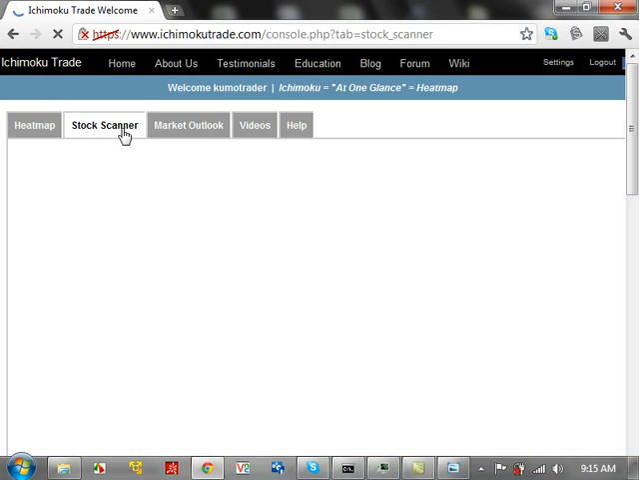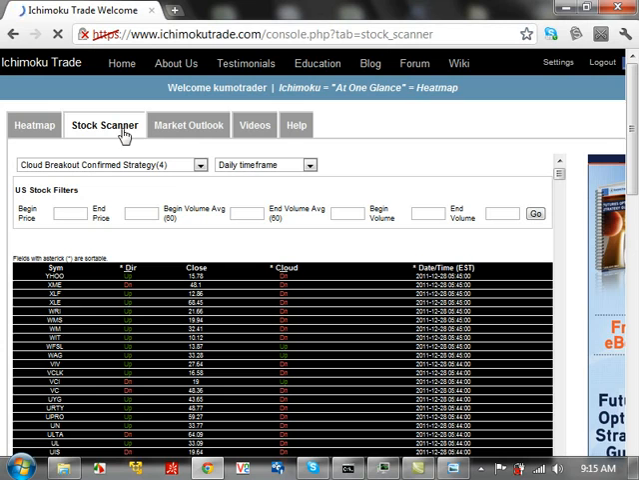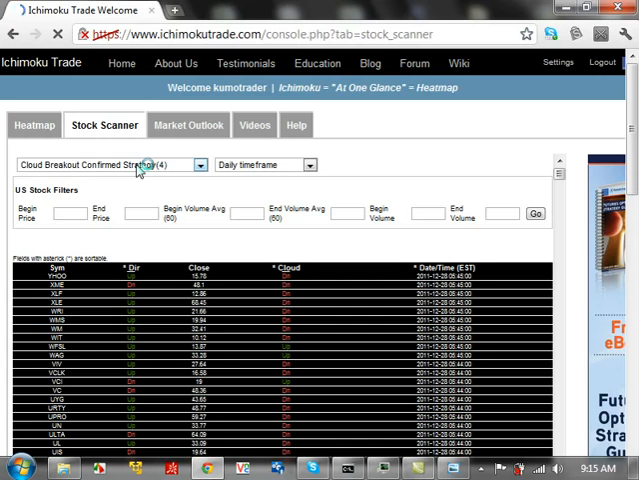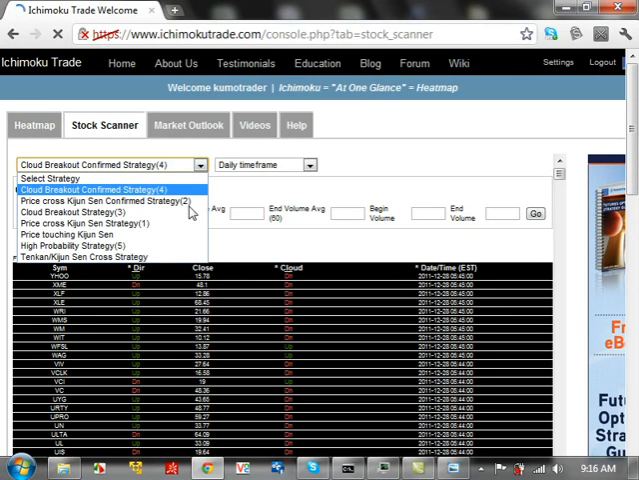If you go to the stock scanner, this now gives you the ability to start scanning stocks for various strategies out there. Now remember, we talked about 2s and 4s being a trend strategy. So over here, you have the ability to do pretty much the same thing. You could come down here and choose a strategy that you want to look for.